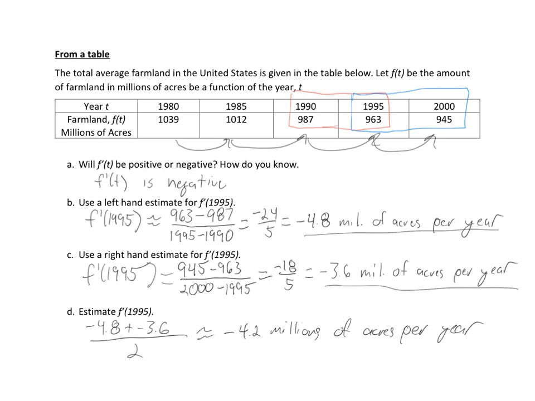To be more accurate, I would need to know the years leading up to 1995, like maybe 1994, and the years after 95, like let's say 1996, to get a more accurate estimation of what the exact rate of change is at that moment.